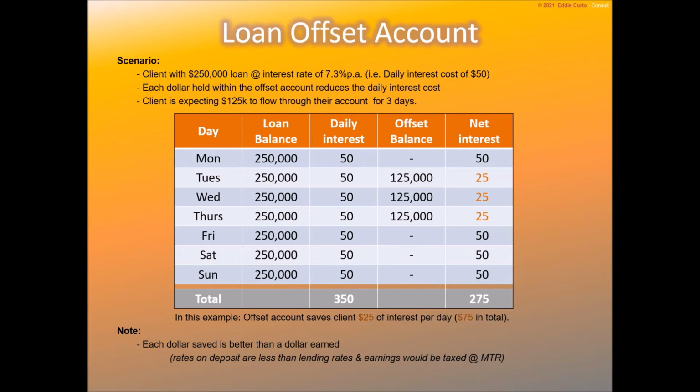And the key with using the offset account is rather than having deposited the $125,000 into a high interest bearing account such as an online saver, the client has saved an expense or saved their interest costs. So this works in two ways, because one, a high interest online saver chances are would not be paying an interest rate anywhere near the lending rates that would apply to a loan.